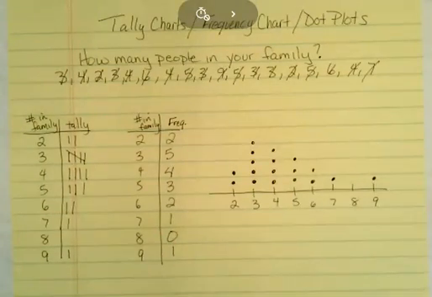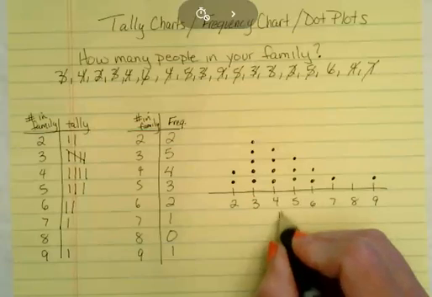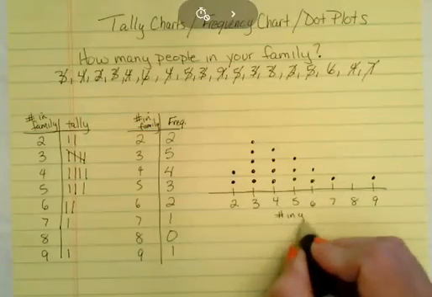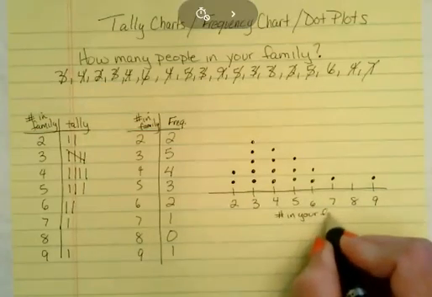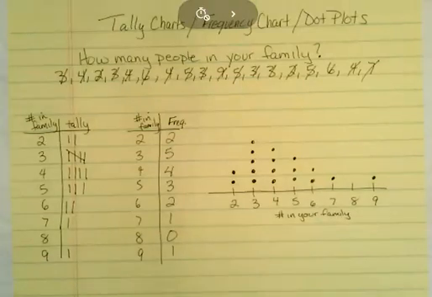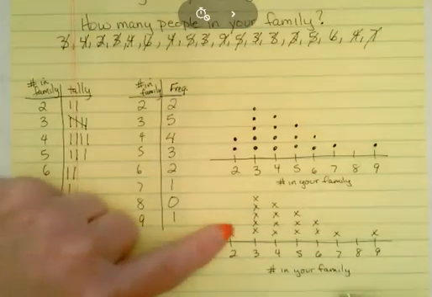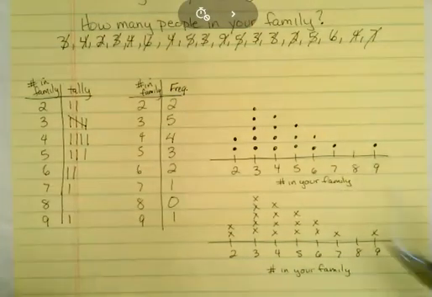Okay, so for a dot plot, you might want to write down here, since all of these are labeled, this is still the number in your family. Okay. Now, if this were a line plot, let me pause the video and make a line plot real quick. All right, so I just went ahead and made a line plot too. So a line plot simply has the X's, a dot plot has dots, okay?